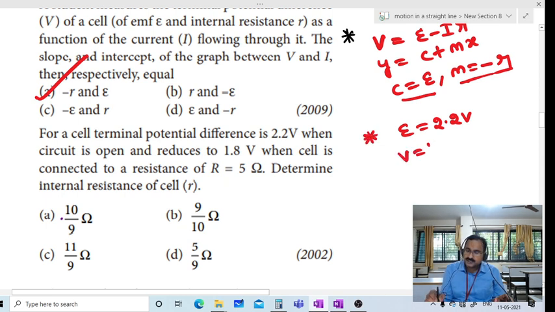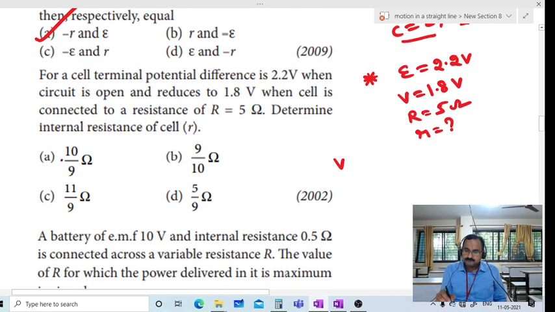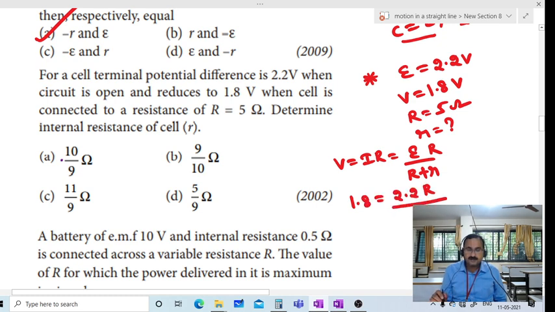Next, the voltage, the terminal potential difference, they have given separately. Next, R is equal to 5 ohm. They are asking the internal resistance. So the formula we already know, V is equal to IR only, no? But I, what can we write? E divided by R plus r, into R. V value how much? 1.8. E value 2.2 into R divided by R plus r. Capital R value they have given already, that is 5 ohm only, divided by 5 plus r.